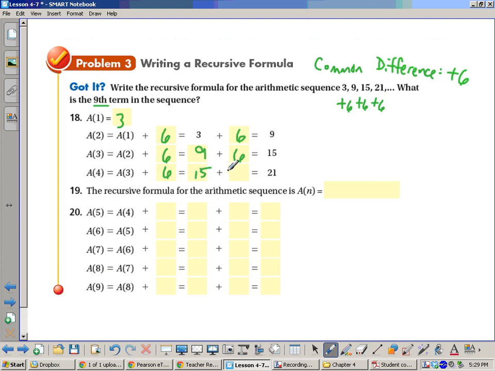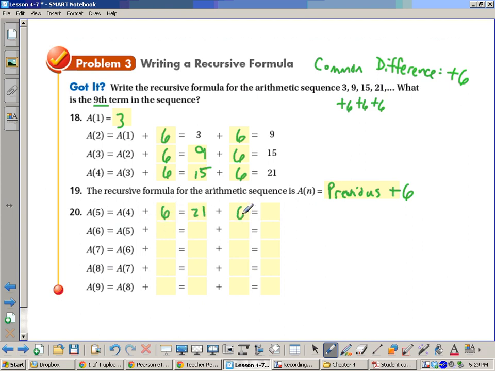So 15 plus 6. So the recursive formula for this is to take the previous term plus 6. So we're identifying the previous as the a sub n. So if we wanted to find a sub n, we'd have to use the n minus 1 term to get that.